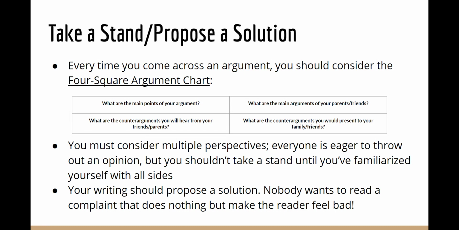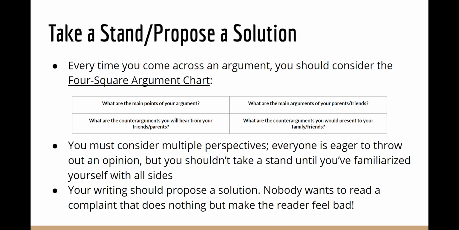Number one is, what are the main points of your argument? Number two is, what are the counter arguments that you're going to hear from people who disagree with you? Number three is, what are the arguments of that opposite side? And lastly, what are the counter arguments that you would present to that opposite side? You have to consider multiple perspectives when you're doing this.